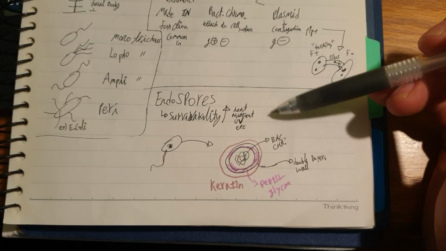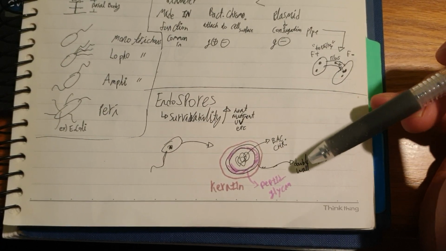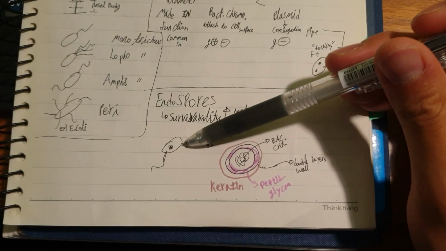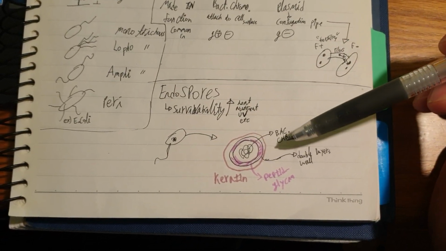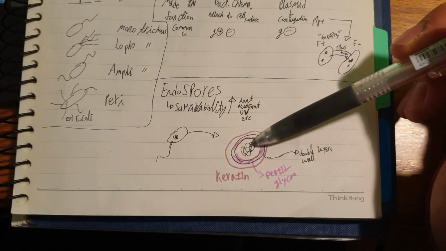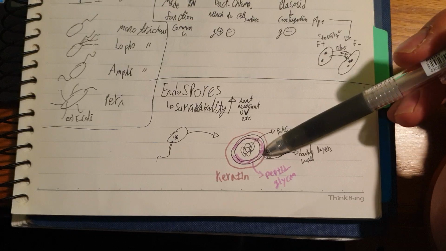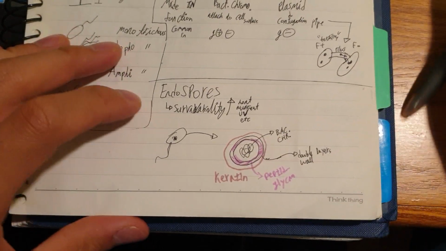Bacteria can form endospores when the environment is very harsh to increase their survivability. They give more resistance to heat, UV, lack of nutrients, etc. So from regular bacteria they become endospores, which have a bacterial chromosome inside, circled by a double layer wall filled with peptidoglycan, and then a keratin layer on the outside.